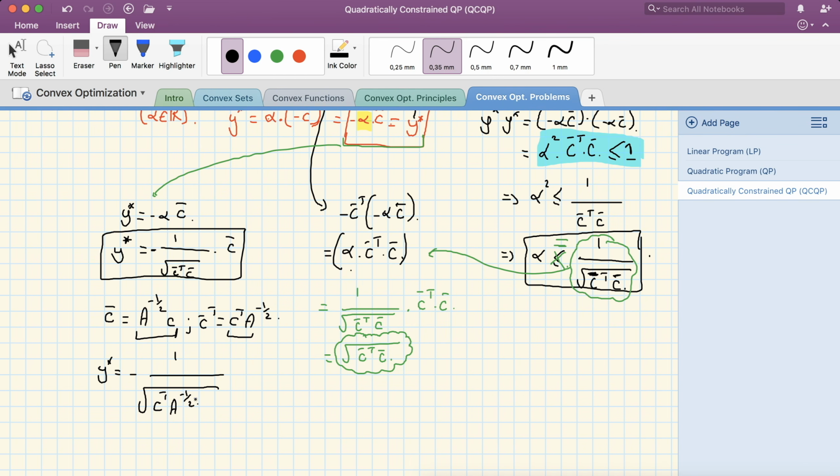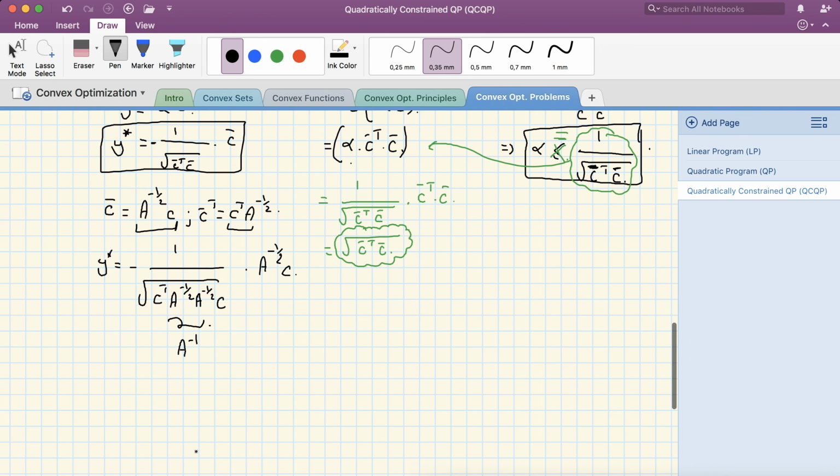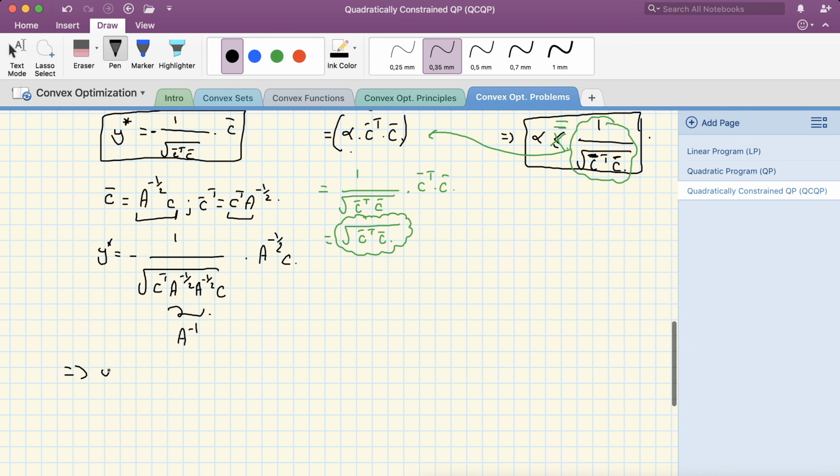c bar is this, so A minus half c, which is again this: A minus half c. Note that A minus half times A minus half is nothing other than A minus 1, the inverse of A. So that being said, we get that y star is minus 1 over square root of c transpose A minus 1 c times A minus half c, right?